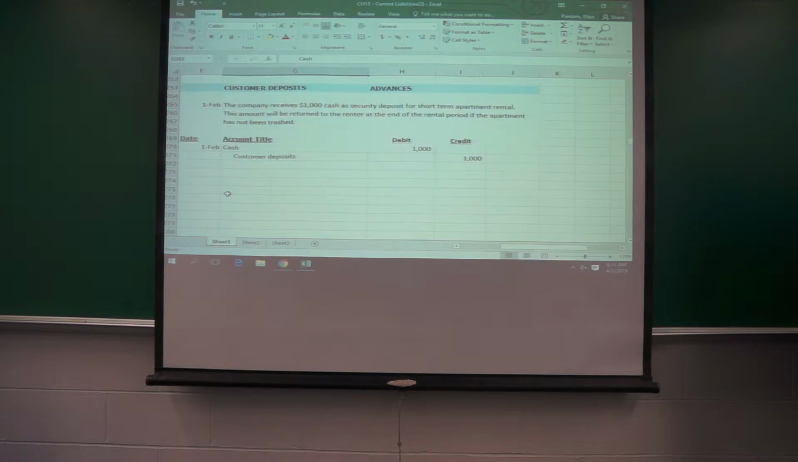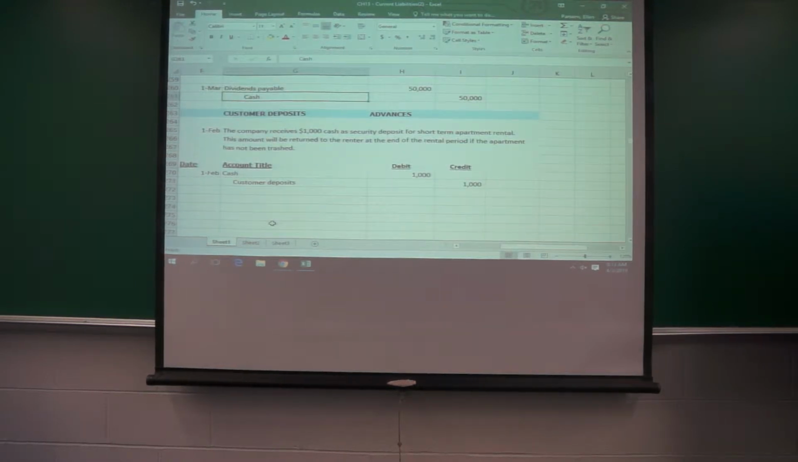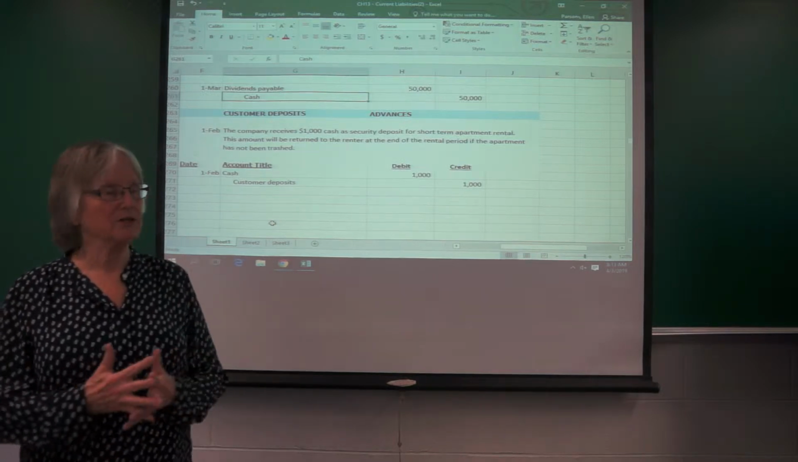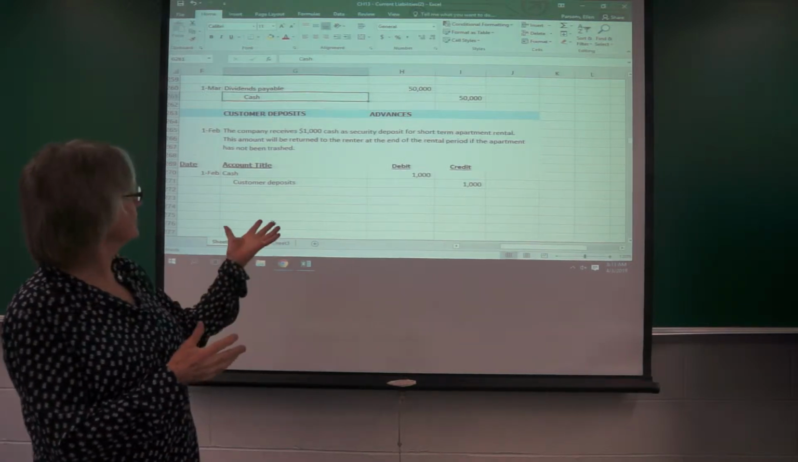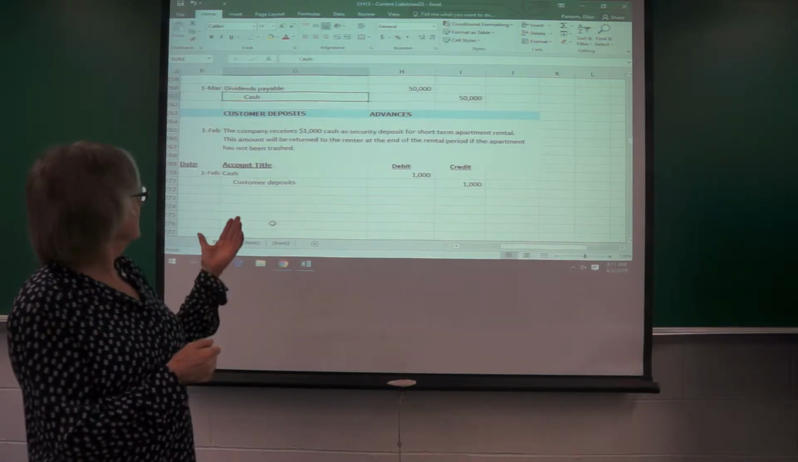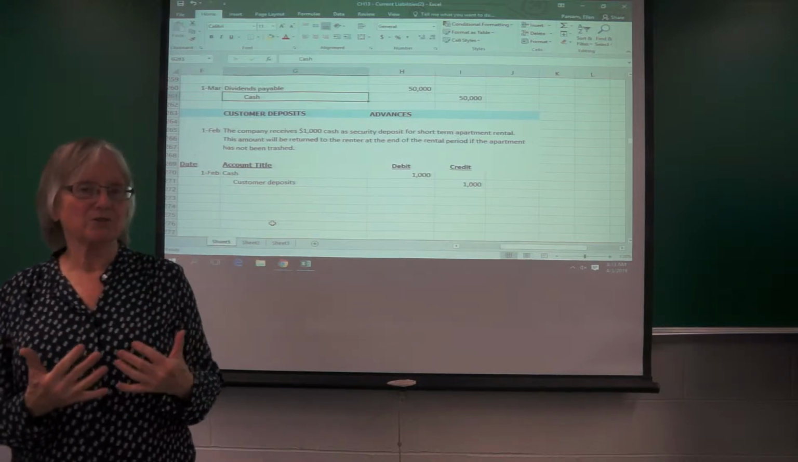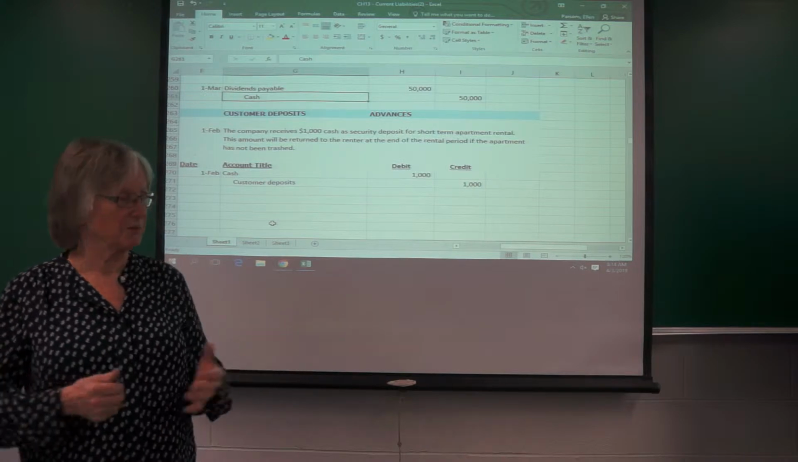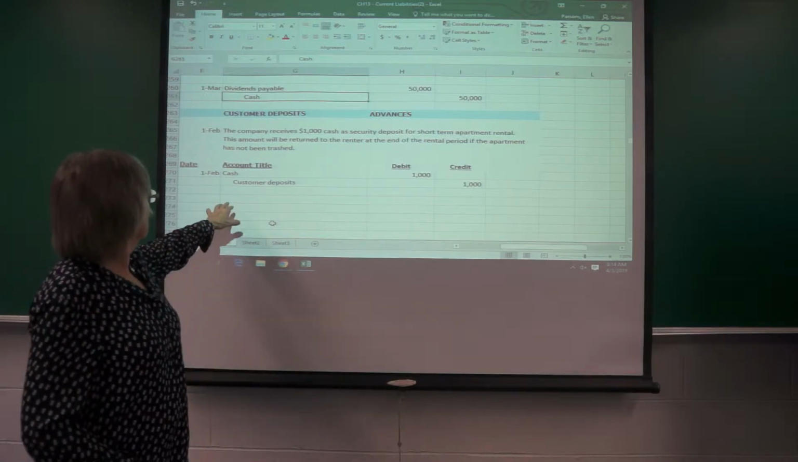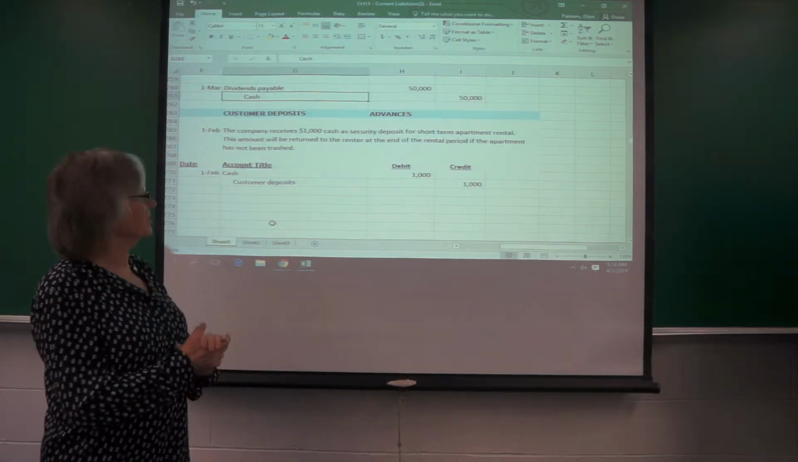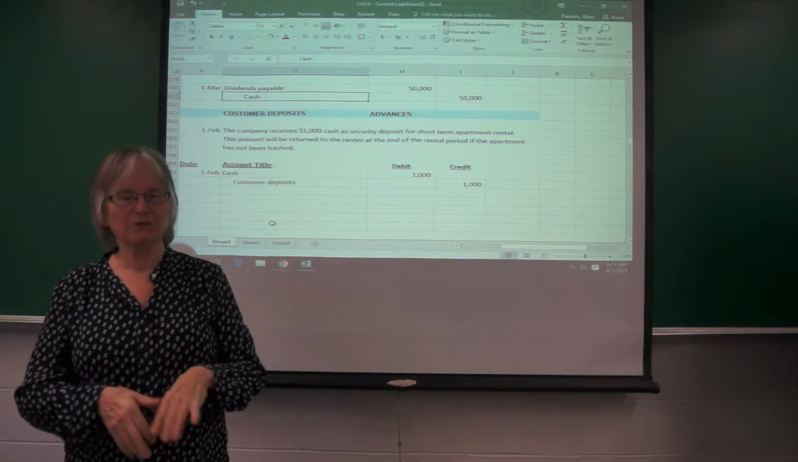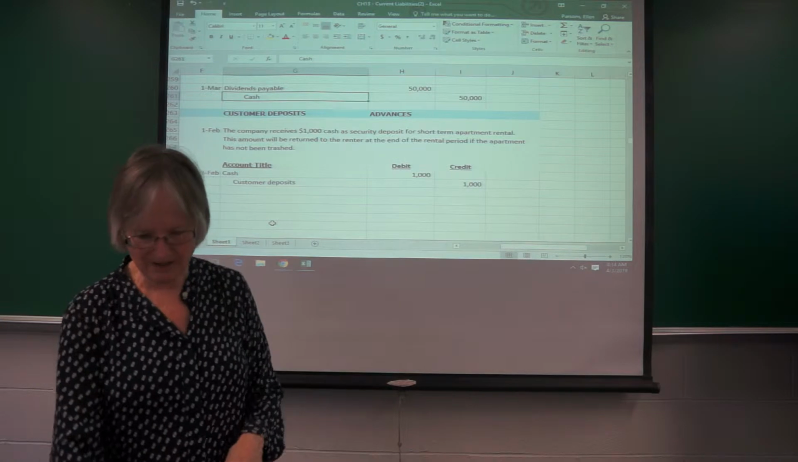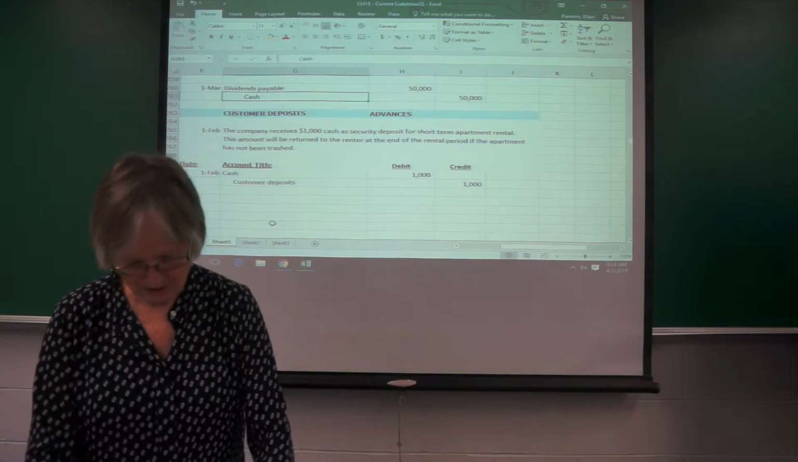Okay, let's look at customer deposits. These are advances. So you could be a landlord and you receive a security deposit on a short-term apartment rental. That amount is not yours. That's due to the renter when they leave, if they haven't destroyed the apartment. So basically, you would debit cash and credit customer deposit. That's a liability. You owe that deposit back. There are a lot of different circumstances where that can arise.